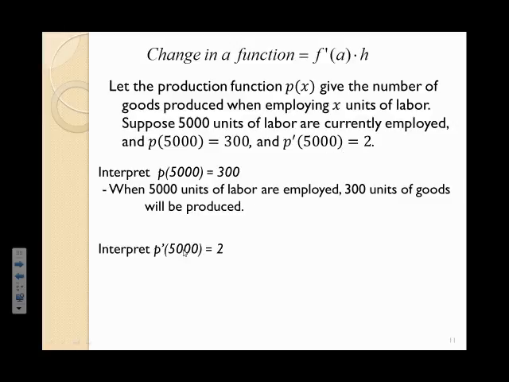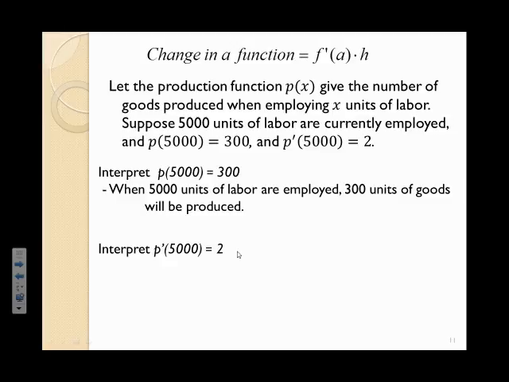Well, again, the 5,000 is staying the same. It's in the x position. It's a unit of labor. So when we have 5,000 units of labor, P prime, well, P is our production, and anytime we're doing prime, it's the derivative, it's a rate. So it's the production rate. So the production rate will be 2. When we have 5,000 units of labor, the production rate will be 2 what? Well, again, we're still using the P function, so it gives the number of goods produced. Oh, so it's going to be 2 units.